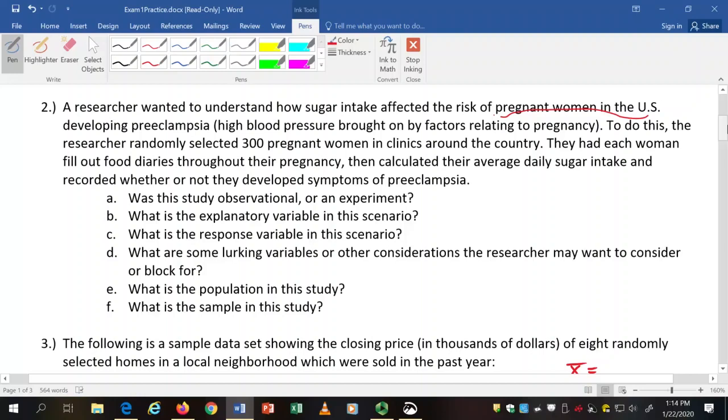So our parameter in that one would be preeclampsia in pregnant women, correct? That would be the parameter, the whole thing, and then the sample. I didn't really give you any statistics or parameters here necessarily. The parameter is actually complicated here because it's just the presence of preeclampsia, either yes or no.